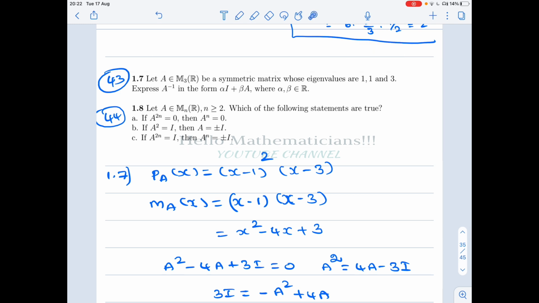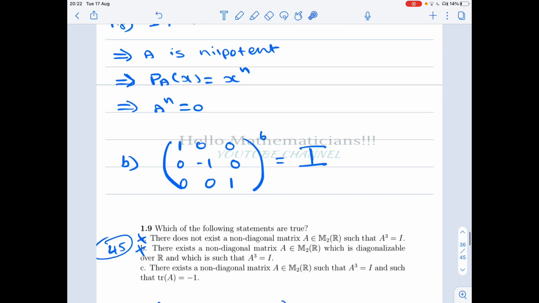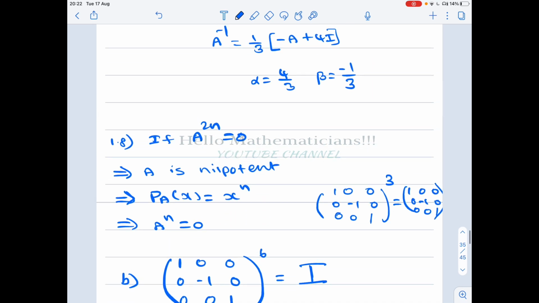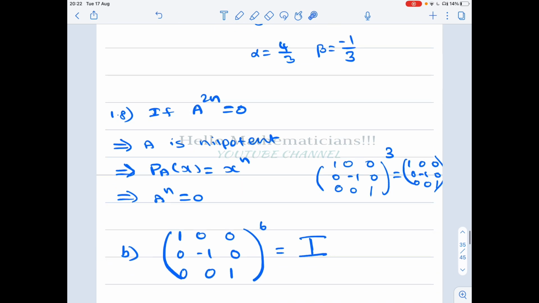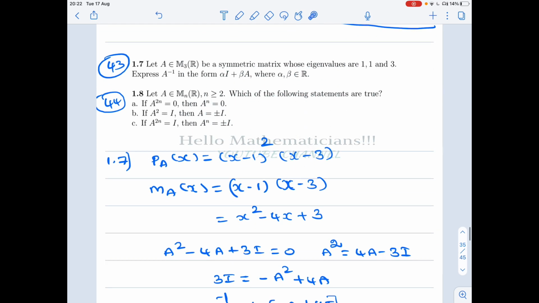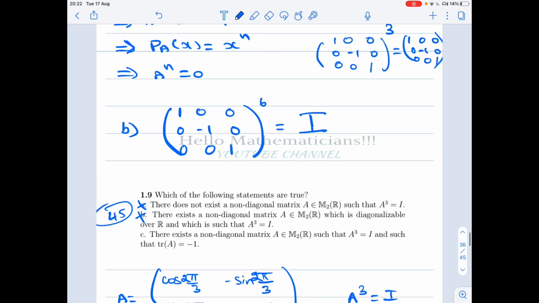They are saying that if a matrix satisfies A power 2n equal to I, then A power n equal to plus or minus I. Let's calculate the cube of this matrix. So (1 0 0; 0 minus 1 0; 0 0 1) whole cube. You can see that you will get back the same matrix. Again, this is not equal to plus or minus I, but they are saying that A cube will be plus or minus I. Therefore, the last option is also false. Only this option is true, these options are false. So let's move on to the next problem.